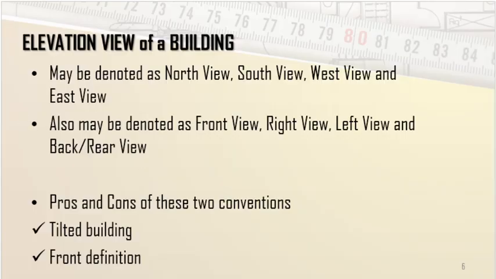The elevation view of a building may be denoted as north view, east view, south view, west view. It may also be denoted as front, right, left, back, rear, as we have used in our object drawings earlier in our course. But there are some pros and cons of these two conventions. If I say north view, west view, east view, okay, this seems very good.